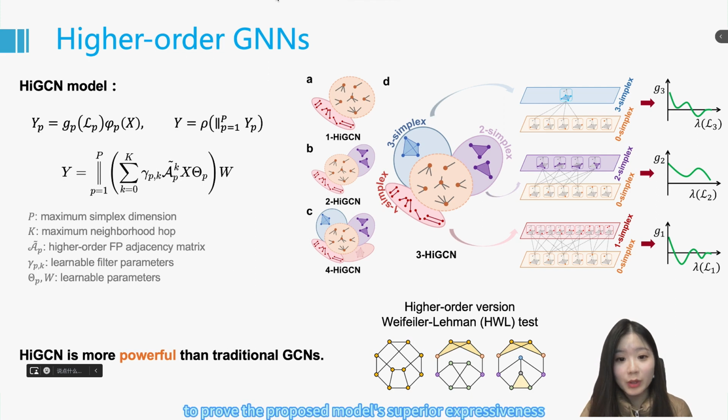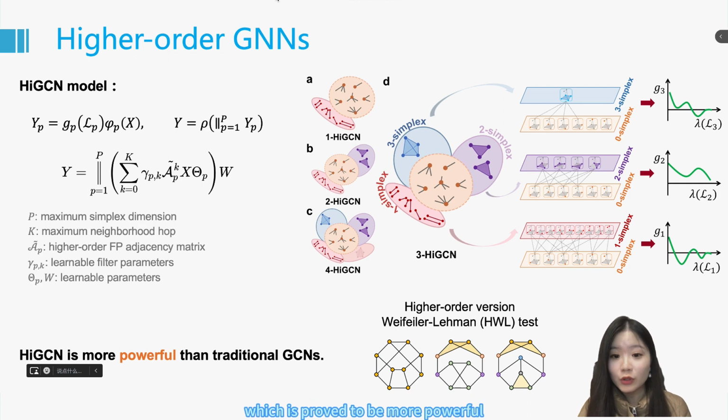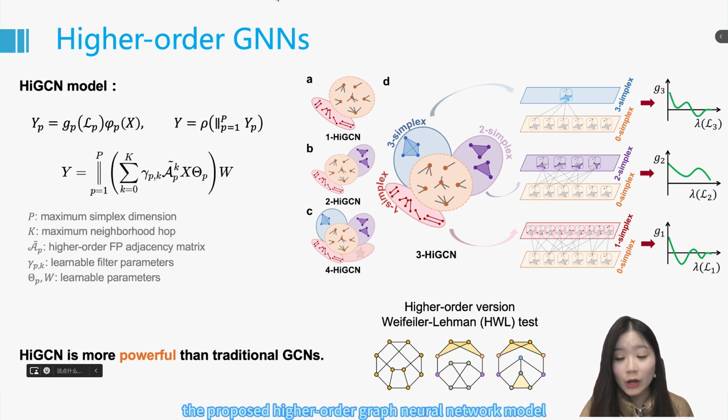To prove the proposed model's superior expressiveness, we define a higher-order version of the WL test based on the random walk dynamics on top of the flower-petals model, which is proved to be more powerful than its traditional counterparts. The proposed higher-order graph neural network model can be regarded as the neural network version of higher-order WL, indicating that HyGEN is more powerful than its traditional counterparts.